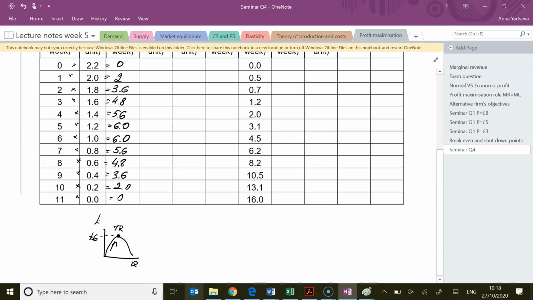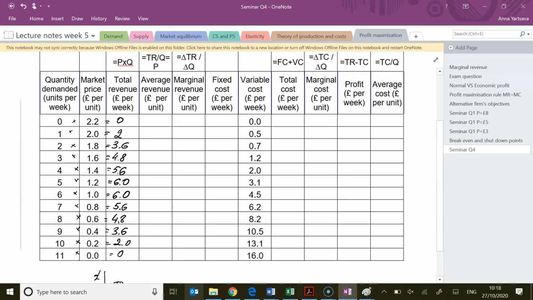Quantity and some numbers in monetary values. And then if we keep increasing output beyond this optimal point, total revenue will start to decline from 6 to 5 to 4 to 3 and goes back to 0. So this is how our total revenue looks, representing the change in elasticity of demand.